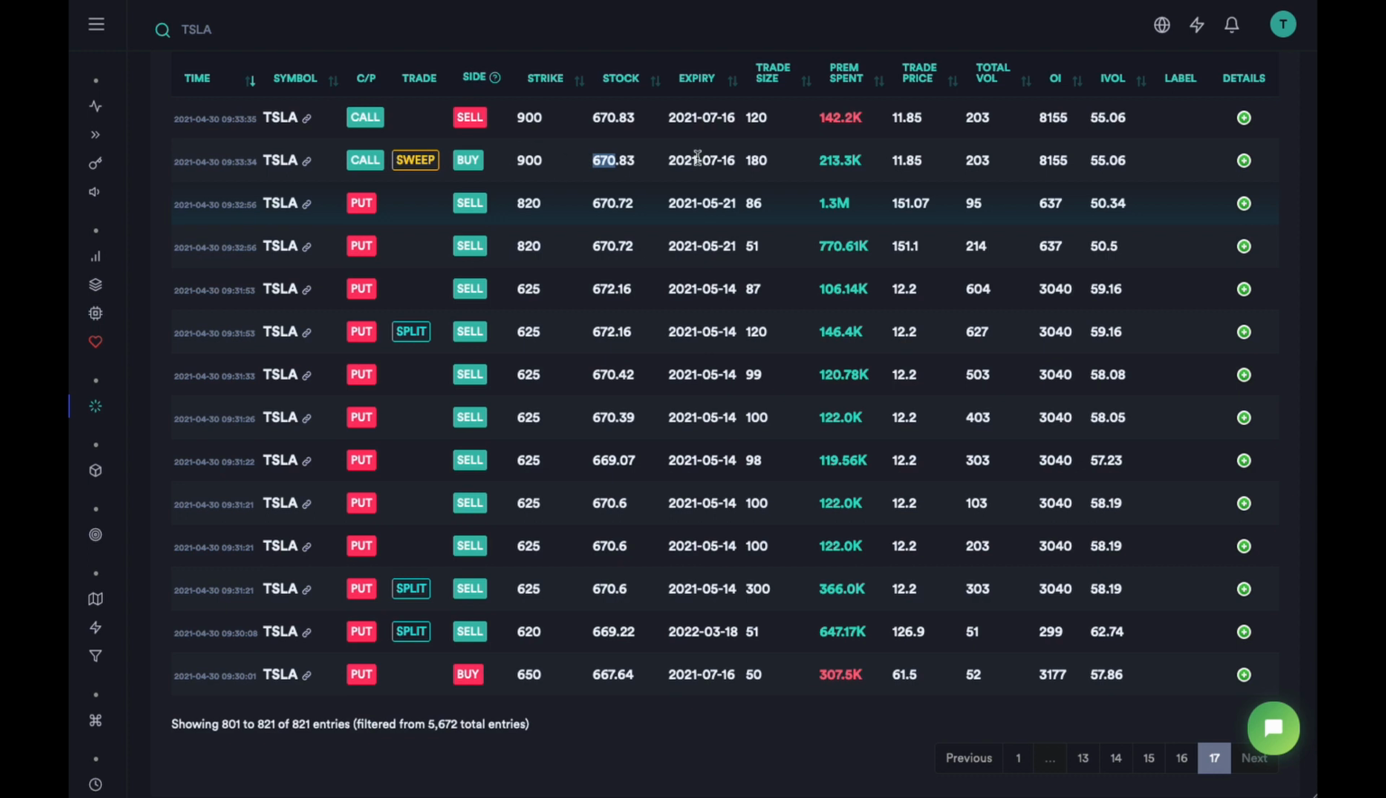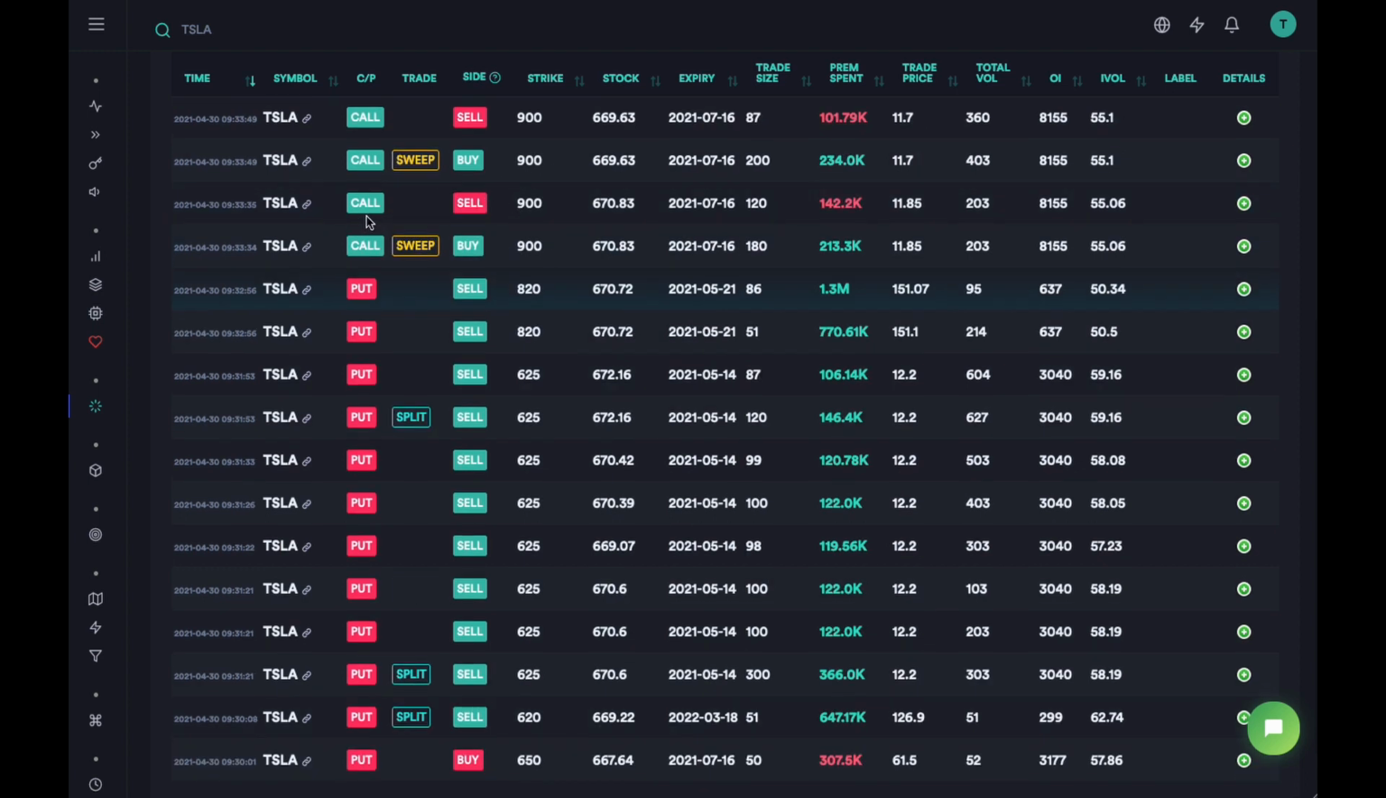Now, when I'm saying someone might be expecting the price to reach 900, they're not really expecting the price to reach 900. They're just expecting the price to increase today, let's say, or at least in the next few days, so that the value of the options contract increases, then they can just sell it for a huge profit. So they're not really expecting the price to reach 900. You just know that. Then we see a call sell.